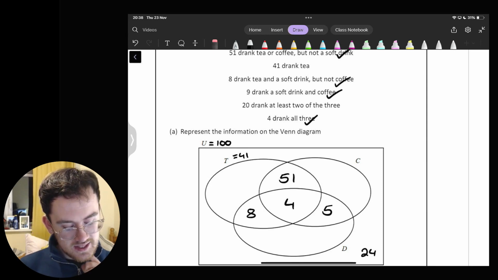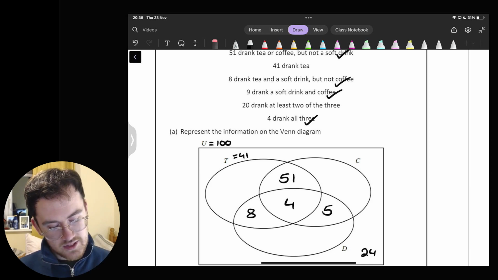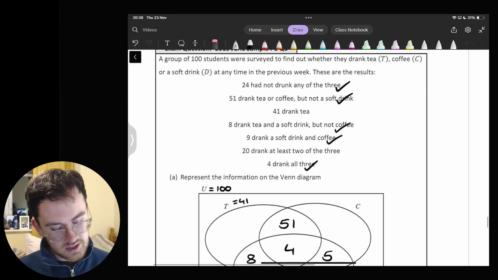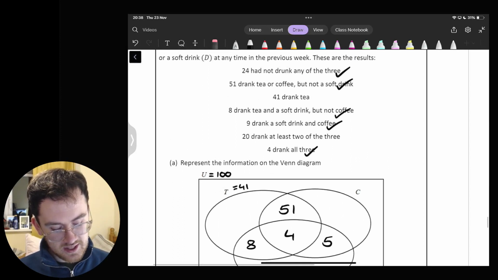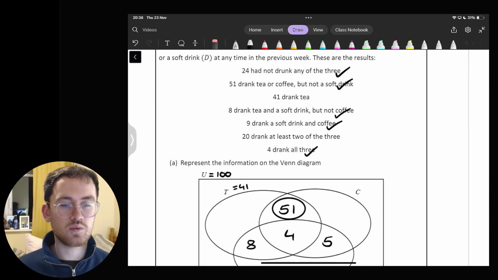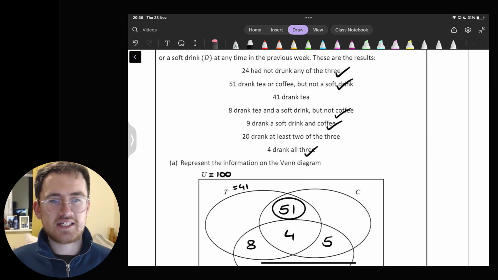20 drank at least 2 of the 3. So let me see. I feel like I've put in something incorrectly. It's this 51 here. So here's a good one for us to point out. It's always good to learn from your mistakes. So let's have a look at it.